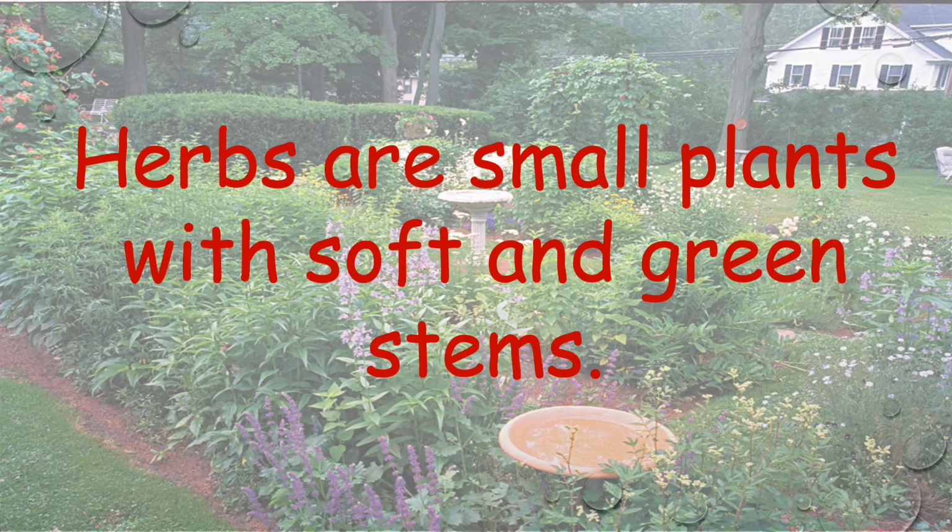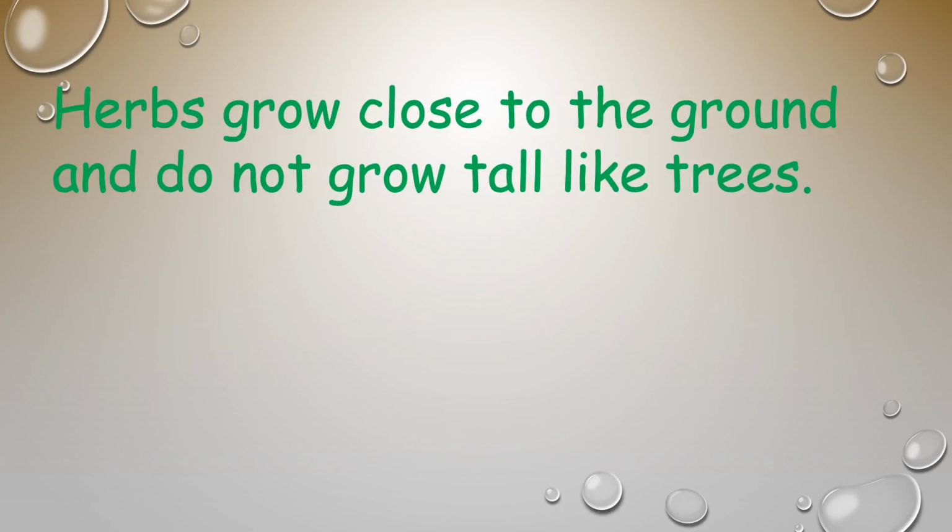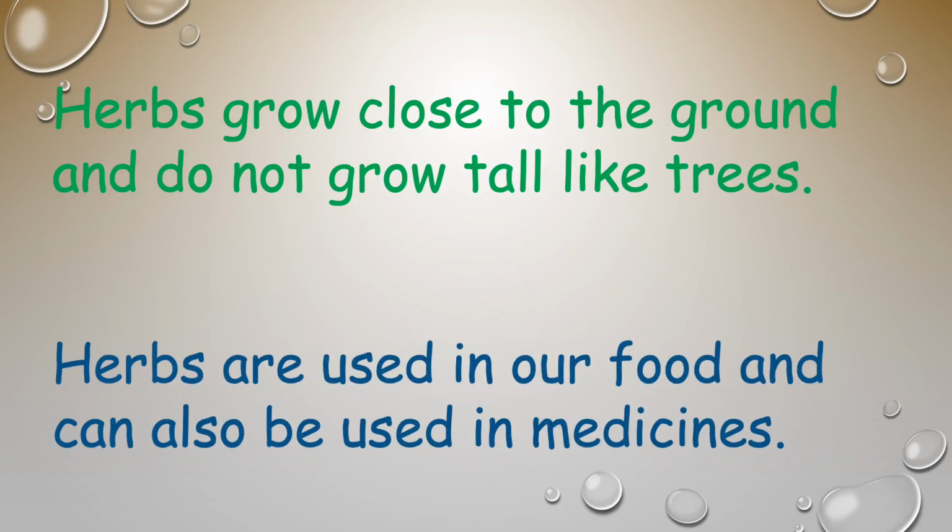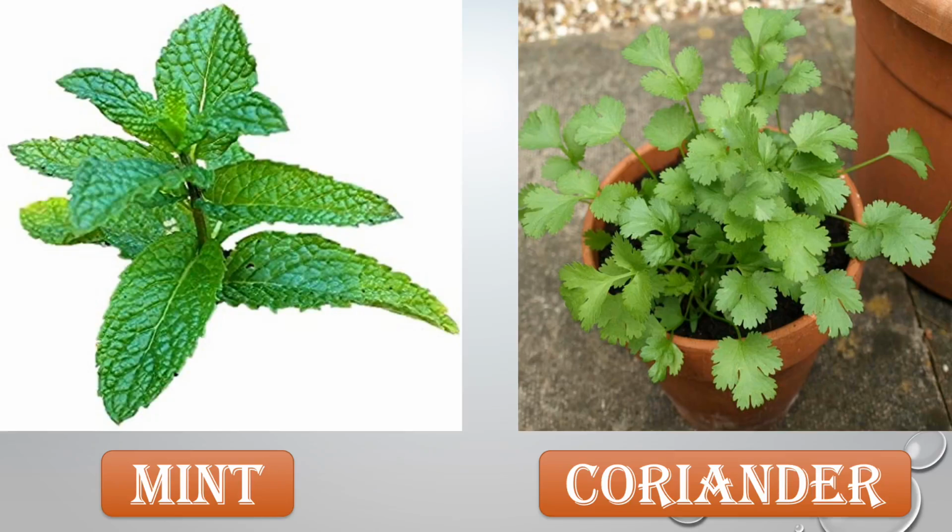Children, herbs are small plants with soft and green stems. Children, herbs grow close to the ground and do not grow tall like the trees. Herbs are also used in our food and can also be used in medicines. Mint and coriander are examples of herbs.